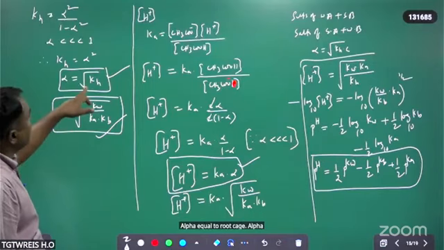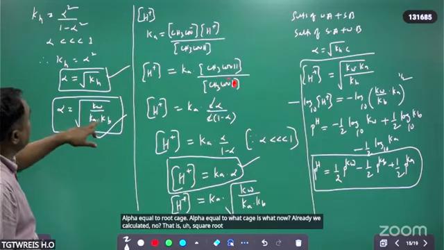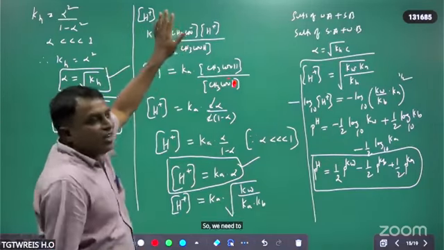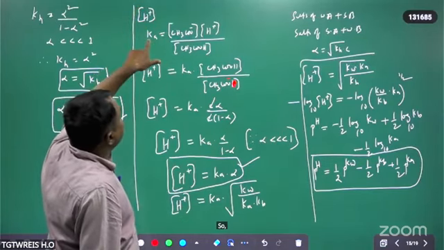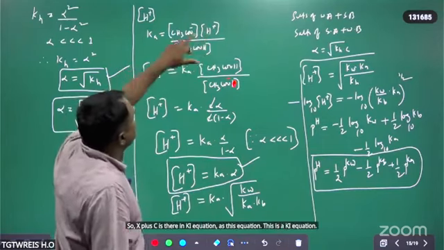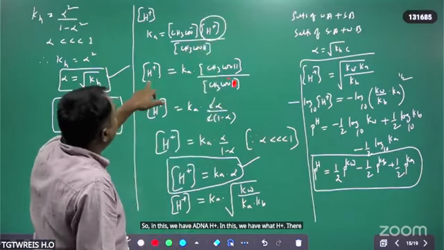Alpha is equal to root Kh, but what is Kh? Already we calculated that now. That is, square root of Kw by Ka into Kb. This is alpha equal to this one. So what do we need to calculate? Actually H plus. So H plus is there in the Ka equation. This is the Ka equation. So in this we have H plus. Therefore you write H plus.